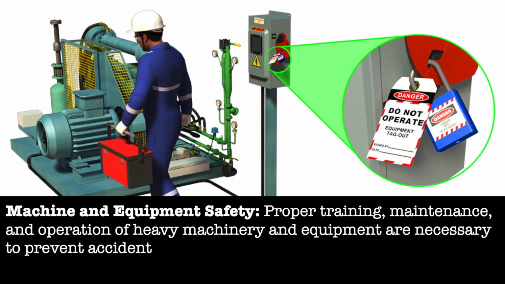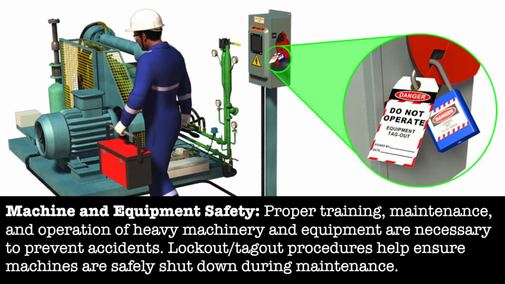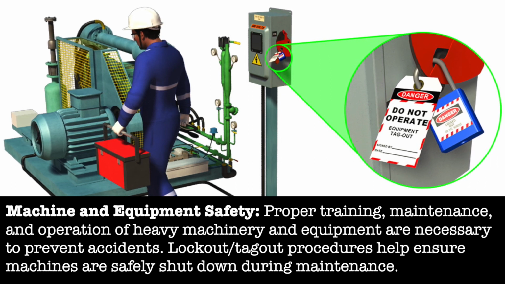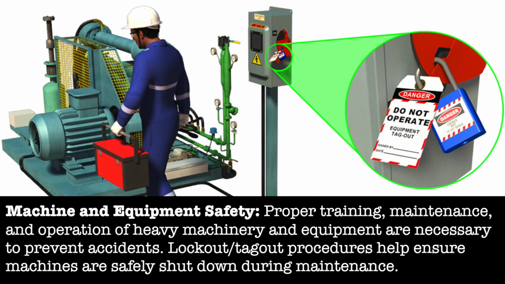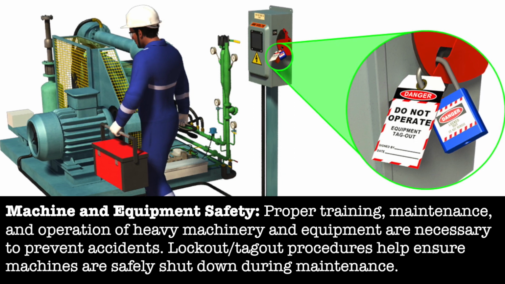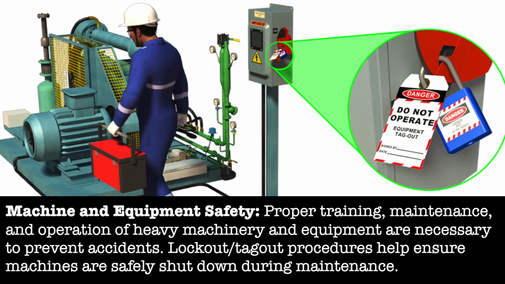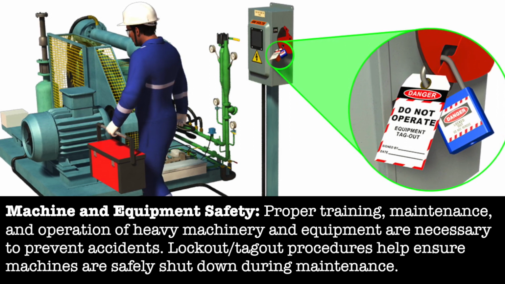Our next point is machine and equipment safety. Proper training, maintenance, and operation of heavy machinery and equipment are necessary to prevent accidents. Lockout tagout procedures help to ensure machines are safely shut down during maintenance.